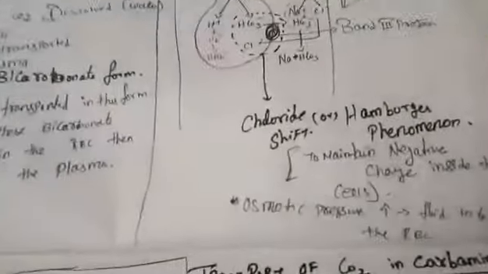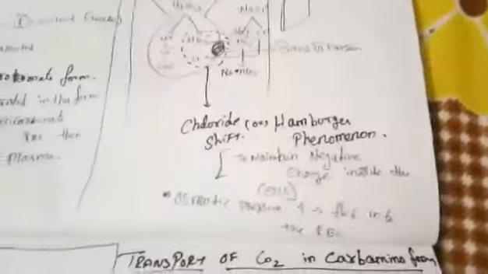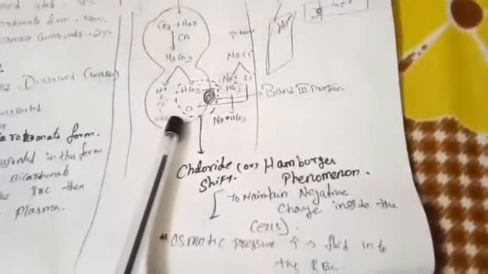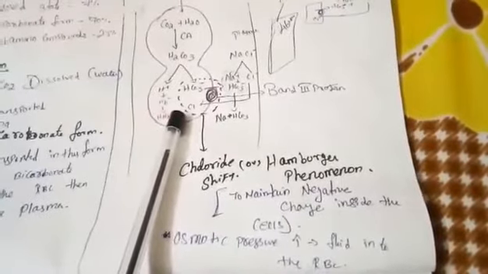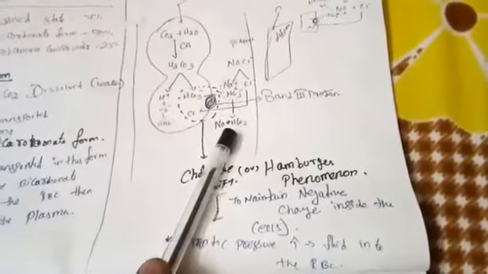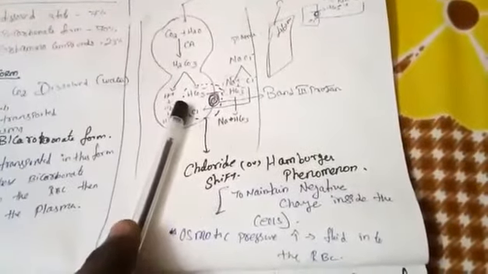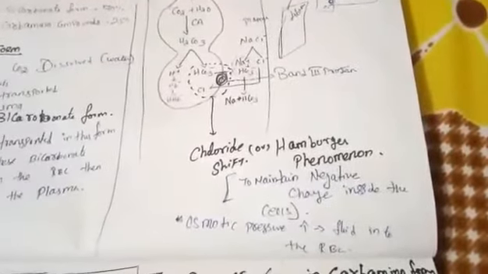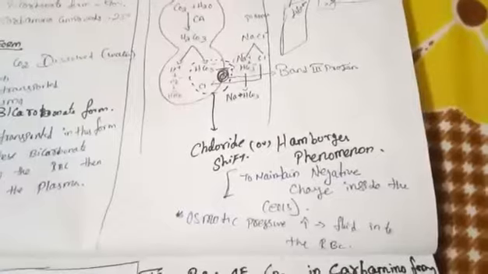Another important note to consider: due to entry of more chloride inside the RBC, the osmotic pressure here will increase. So due to osmosis, fluid from outside enters the RBC. That's why venous blood is somewhat more fragile than arterial blood.